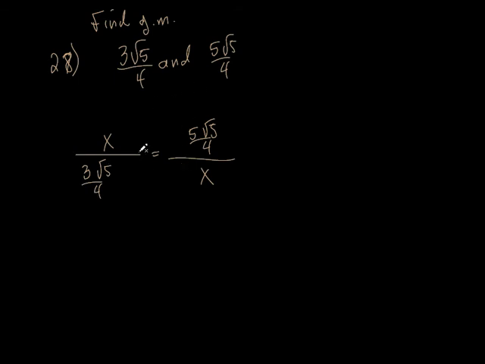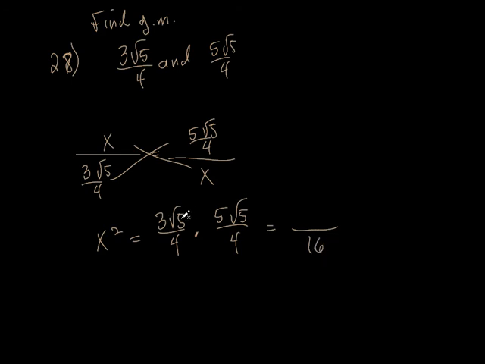Alright, this is 28. So let's cross multiply. So x squared equals, what do we do with these? Just multiply them together, right? So let's write it out. Multiply this times this. Let's do the bottom first. That's easy. What's that going to be? 16. Let's do the whole numbers on top. 3 times 5 is 15. Let's do the square roots.